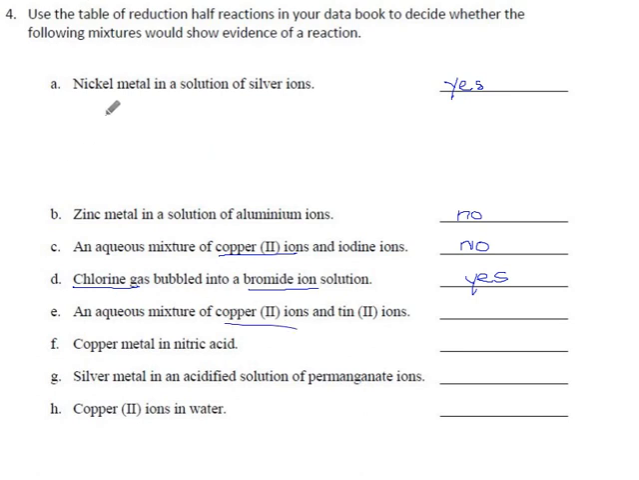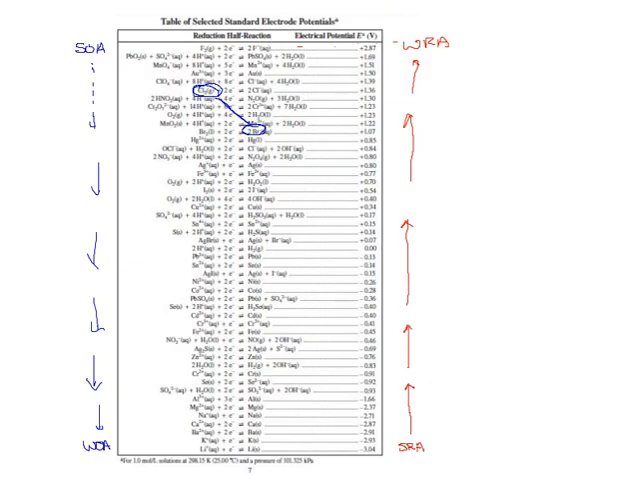Aqueous mixture of copper 2 ions and tin ions. Okay, copper 2 and tin 2. Oh, and the ubiquitous water. Copper, tin, and water. Let's get this out of here.